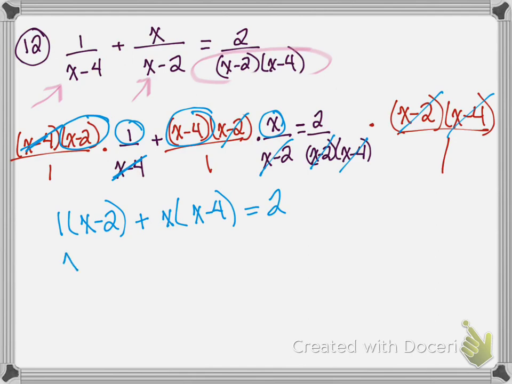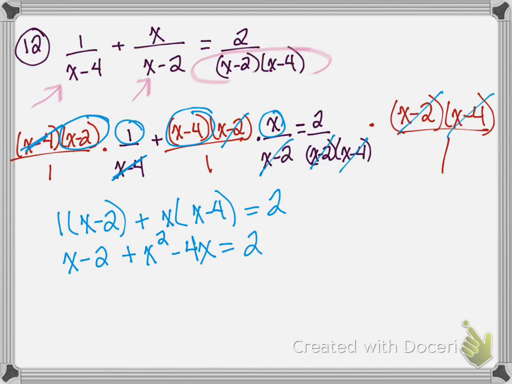So now we have x minus 2. I'm going to go ahead and square x squared. So I have x times x is x squared. X times negative 4 is negative 4x, and that equals 2. Now, what we have to do now is we have to solve this quadratic. So we're going to solve this quadratic.